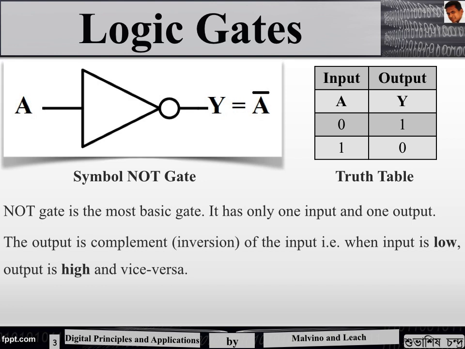The symbol for the NOT gate is shown on the left side of the slide, and the Boolean expression is written as Y equals A complement, with a bar over A. This is the most basic gate and it has only one input and one output, and it is read as the complement or inversion of the input. So when the input is low, the output is high, and vice versa. We will move on to the next gate, the OR gate.